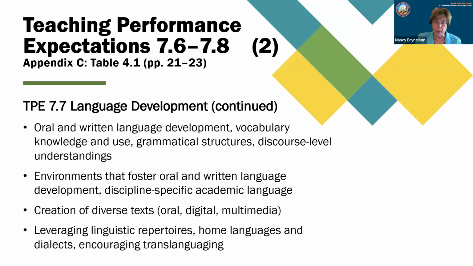This TPE continues, and includes environments that foster oral and written language development, and discipline-specific academic language. So how is it that we create an environment? How do candidates, when they're new teachers, create this for their students in a way that really encourages the development of their language and helps them develop the academic language needed to work in each of the disciplines?